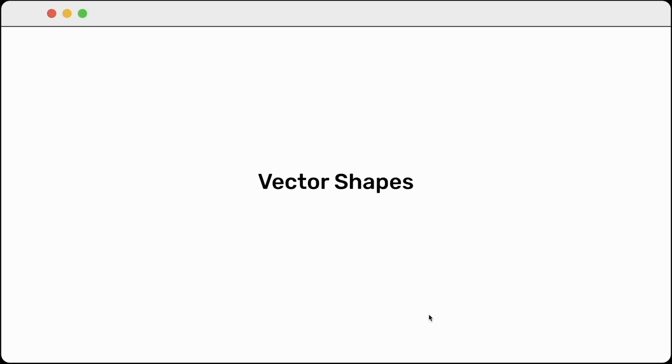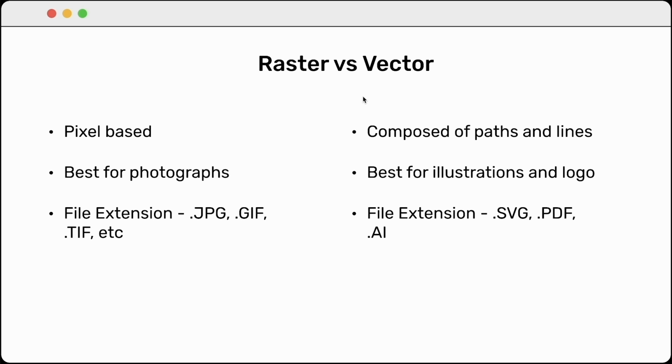Hi there, welcome back. In this lecture, we will learn how to create vector shapes with the help of the pen tool. But before that, let's understand the difference between raster and vector graphics. Basically, raster graphics are pixel based, while vector graphics are composed of paths and lines. The example for raster graphics is photographs, and the example for vector graphics is illustrations and logos.